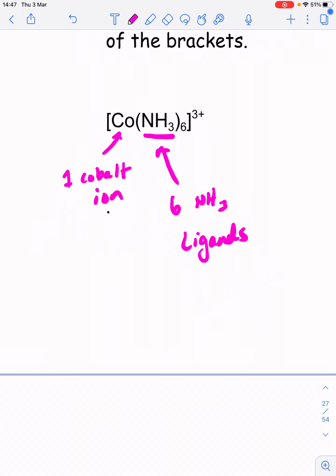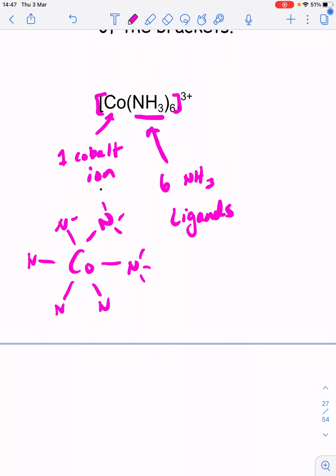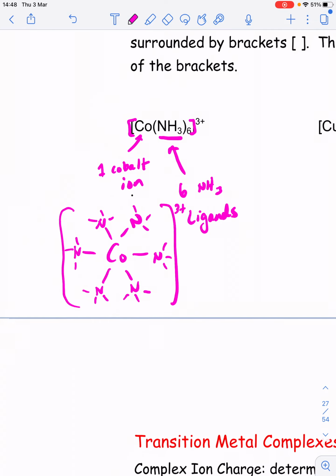So that's how I interpret that, and the fact that it's all in these brackets means that that's the complex. So the complex is this cobalt in the middle, and it must have 6 NH3s coming off of it. I'm just drawing the N's right now, but then there'd be H's coming off of these things, like that. So that's what that complex is. And the whole thing has a charge, so I could put it in brackets and put 3+ on the outside.